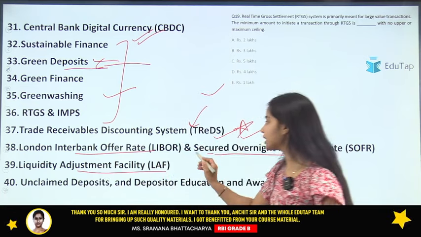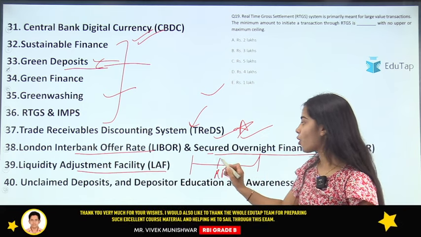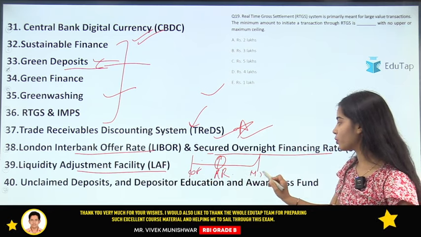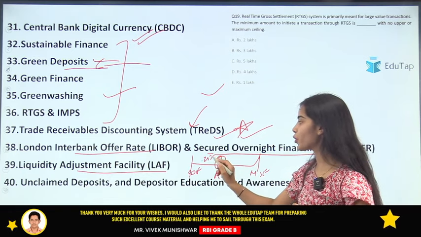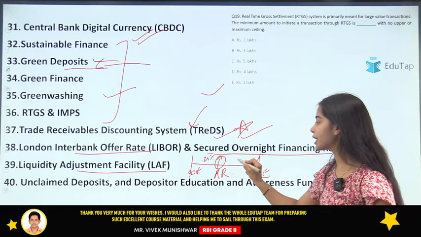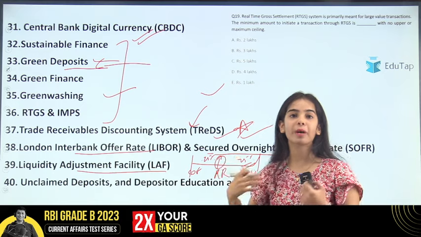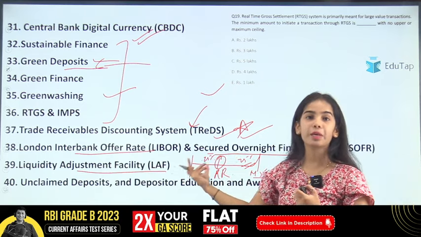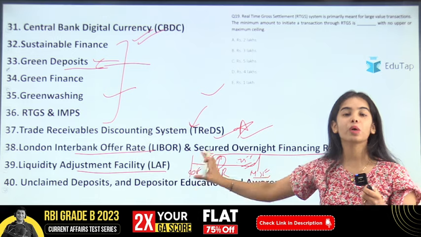Liquidity adjustment facility. Now in the liquidity adjustment facility, there is the repo rate. On the repo rate, the SDF and the MSF are determined. That is, the SDF is less than the repo rate by 0.25% and the MSF is greater than the repo rate by 0.25%. SDF was brought by the RBI in April 2022. It was introduced by the RBI in April 2022 in the LAF facility, and it has been quite in news recently.